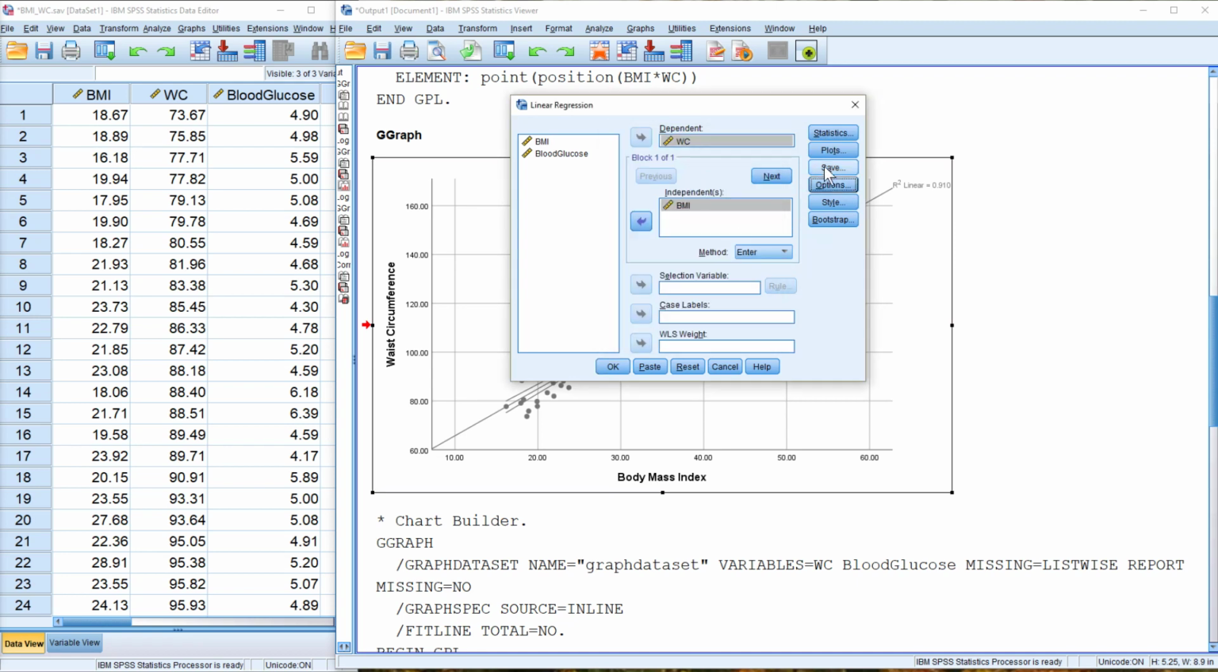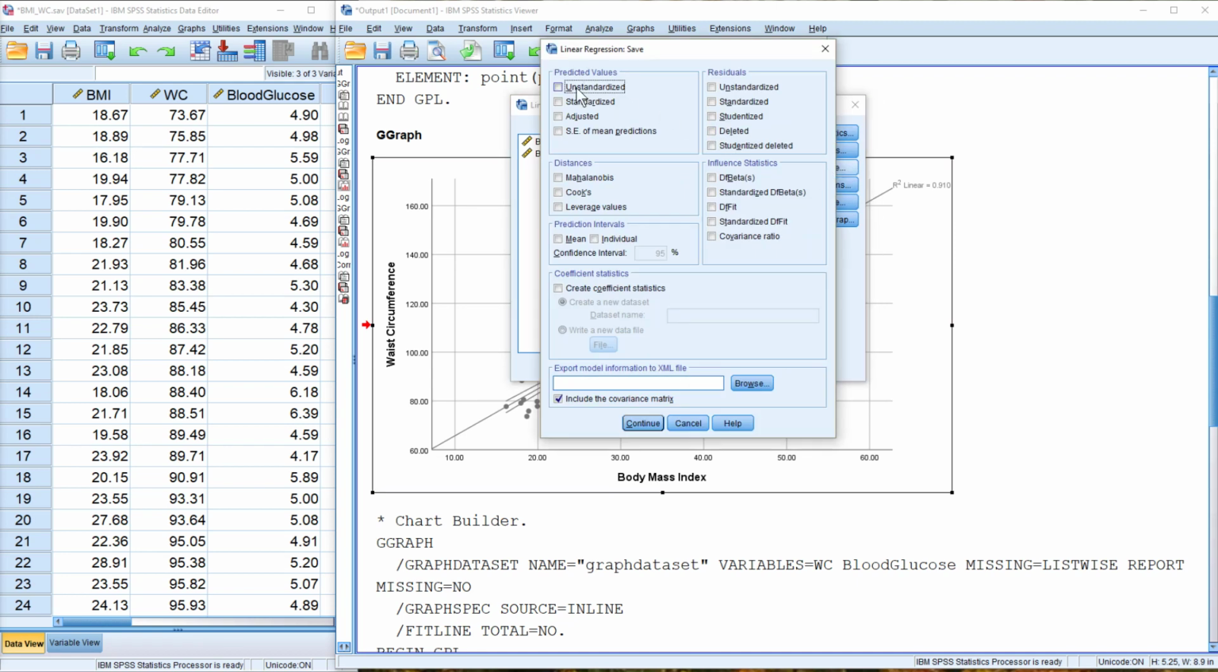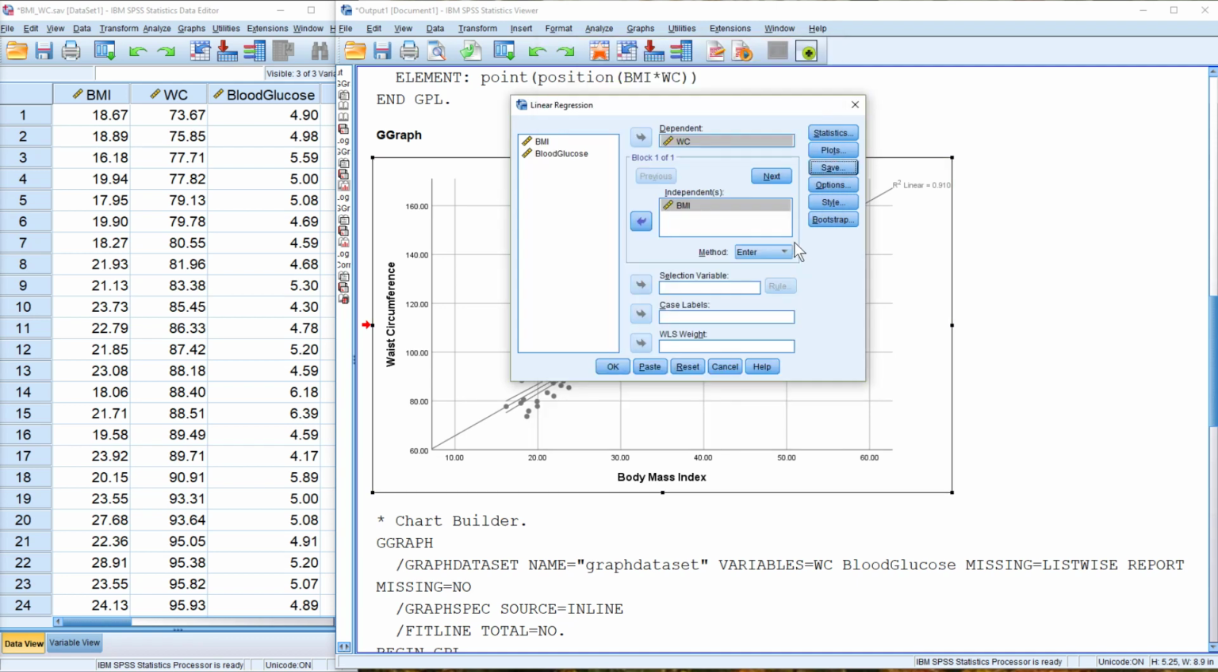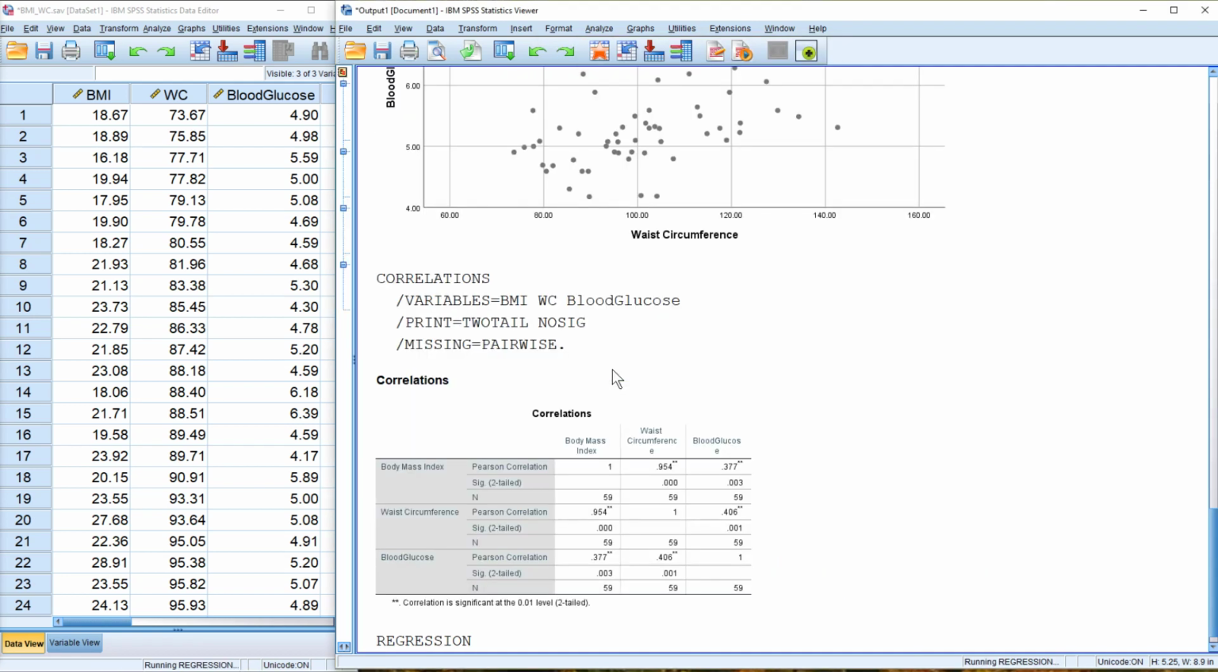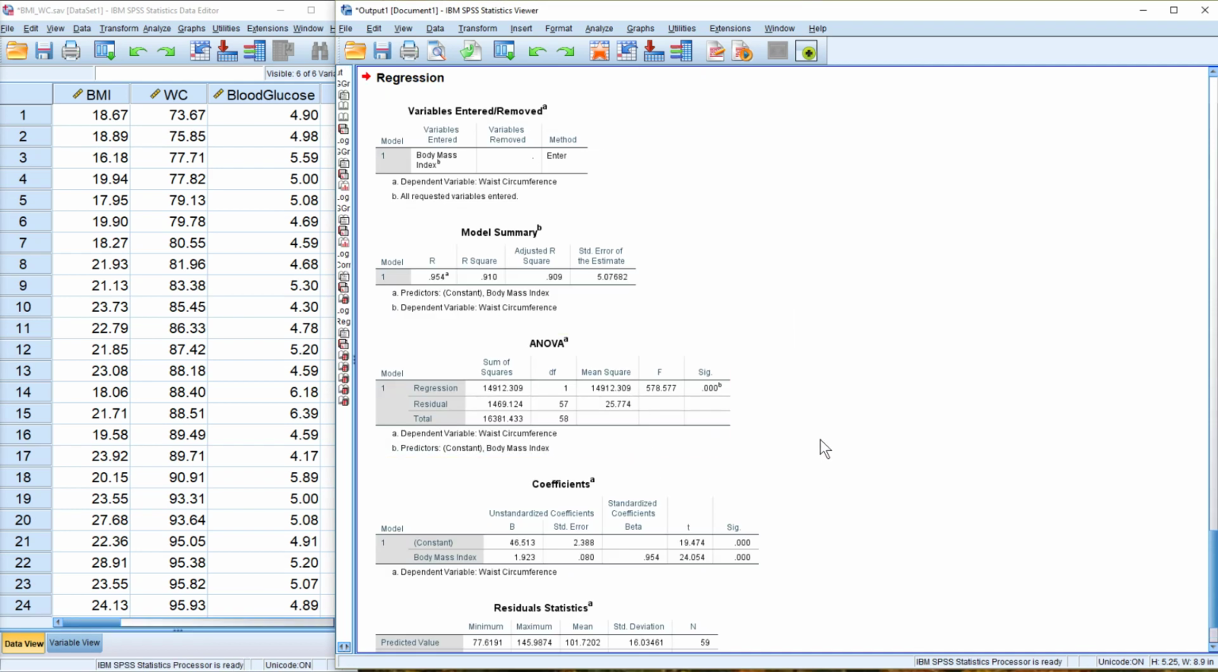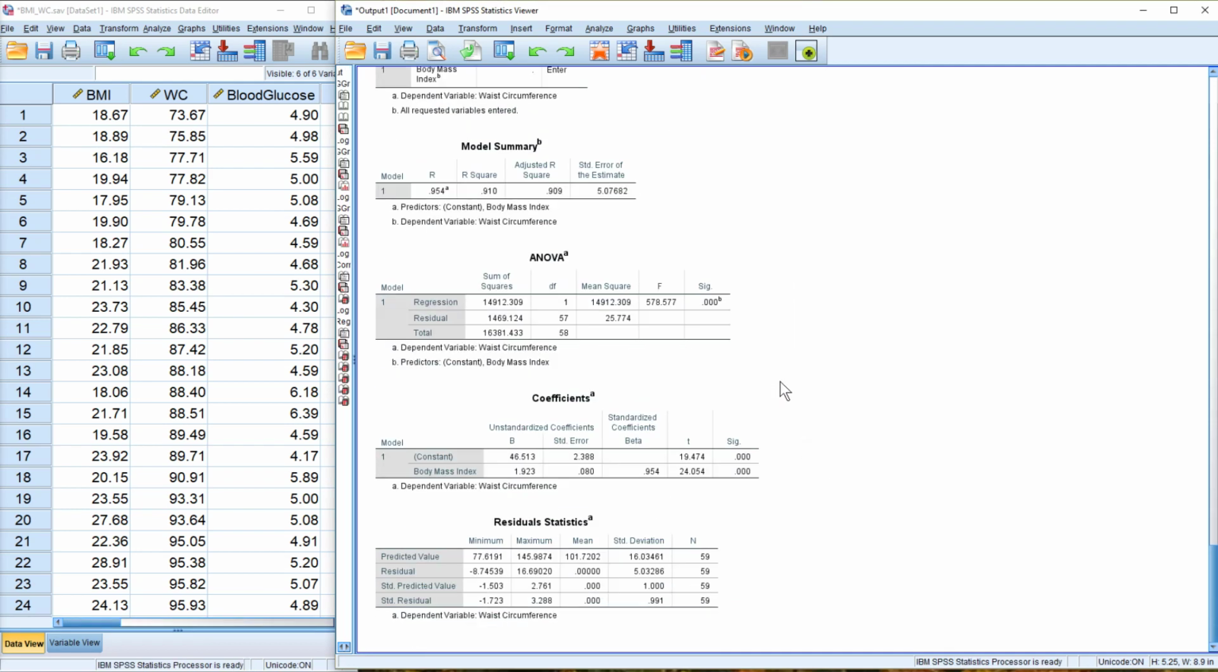No, I can never remember where anything is. Save. Let's save the predicted value, the unstandardized residual value, and the standardized residual value. Okay. So we've got quite a lot going on here.